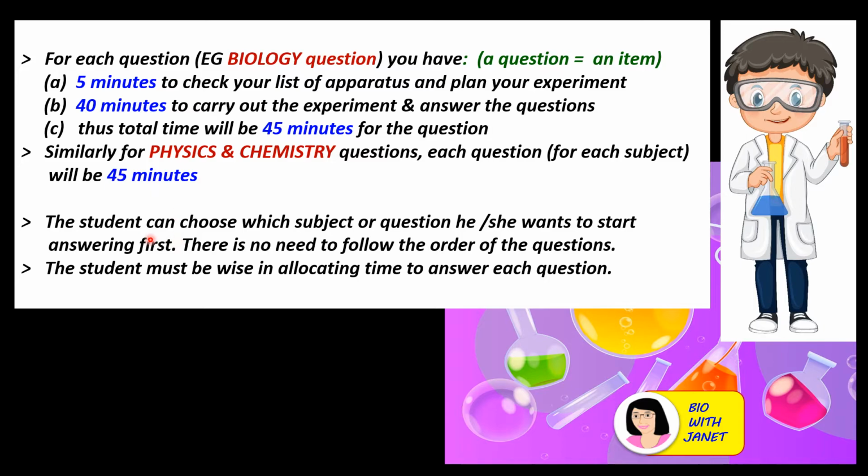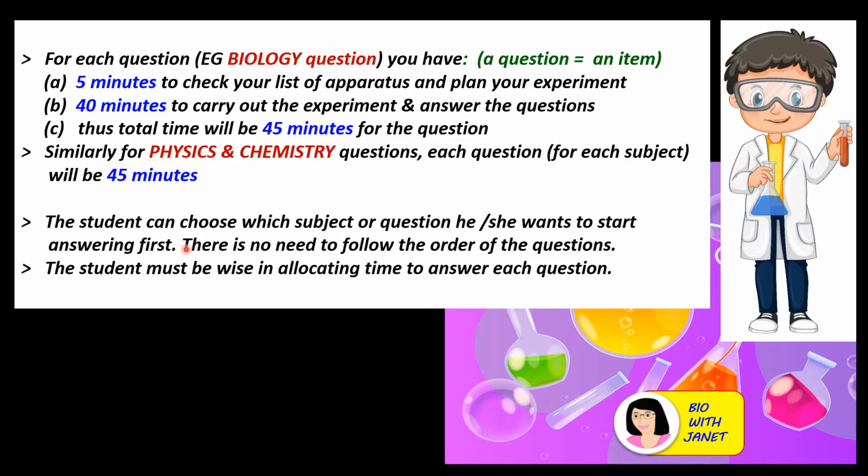Now, you can choose which subject or question you want to start answering first. There are 3 questions, 3 main questions. So you can choose whether it's physics, chemistry, or biology you want to start off with. So my suggestion to you is start with the question that you have confidence to do first. The easiest question for you. All right? So that you have time to do the other 2 questions. You'll be able to do it fast.